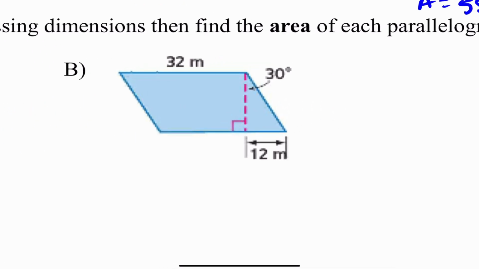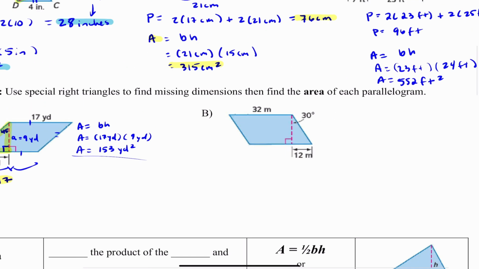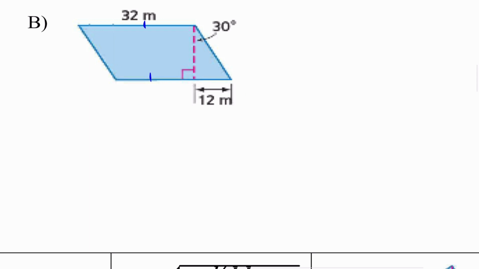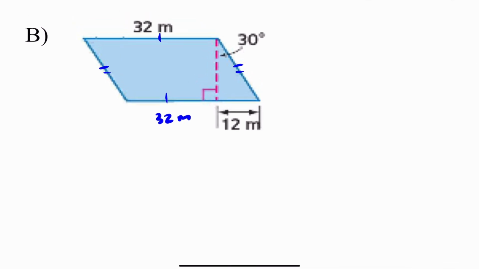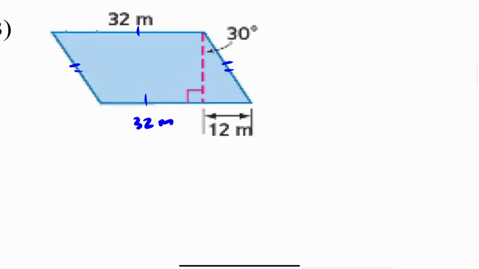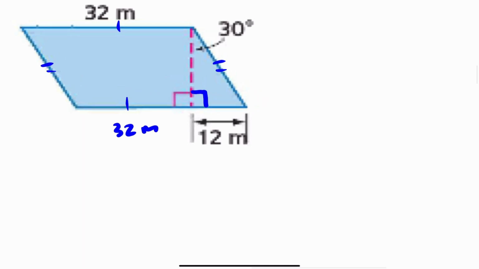Okay, so again, we can assume that this is a parallelogram. So opposite sides are congruent. So this is 32 meters, and these two sides are congruent. Note that these segments are perpendicular to each other, so I can go ahead and draw a 90-degree angle there. This is 30, this is 90, that means that this angle is 60.